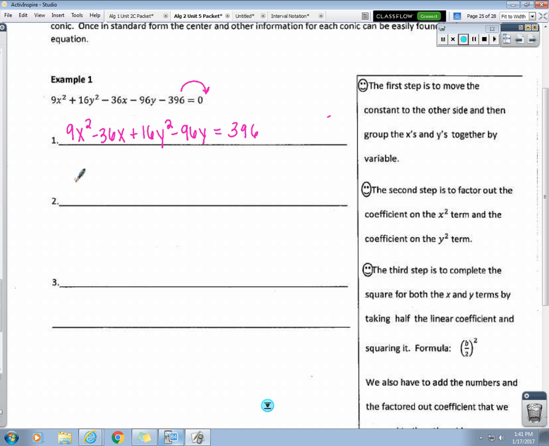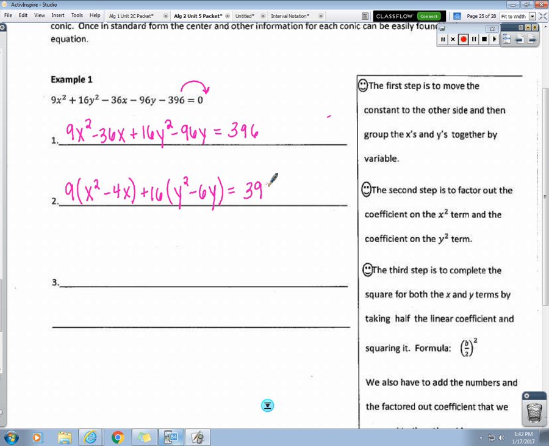I'm going to factor out a 9. Factoring out a 9 basically means you're dividing by 9. What's 9x squared divided by 9? X squared. And what's negative 36x divided by 9? Negative 4x. So see how I factored the 9 out and it left x squared minus 4x? And then I'm going to do the same thing with that 16. I'm going to factor it out. Okay, so when I pull a 16 out, 16y squared divided by 16 is y squared. And then negative 96y divided by 16 is negative 6y.